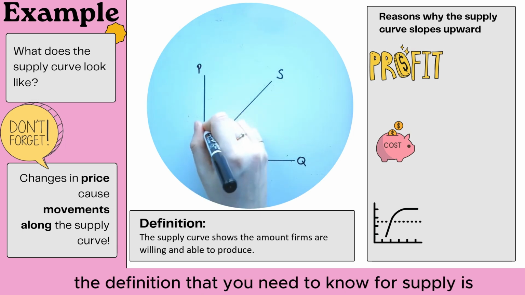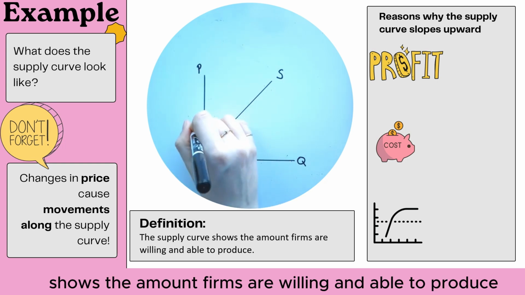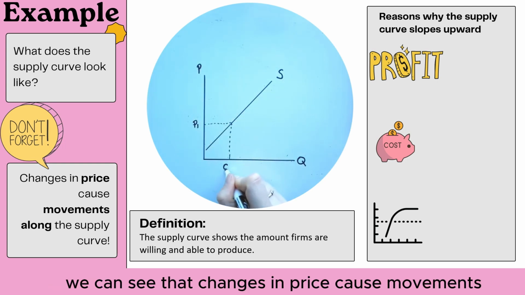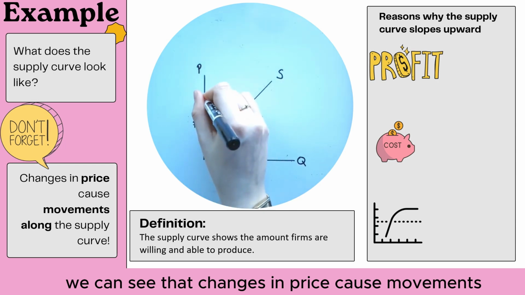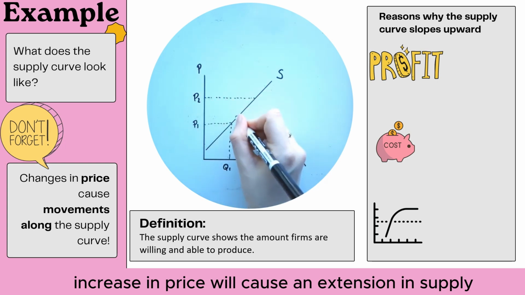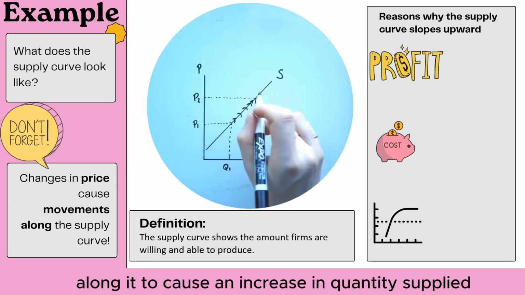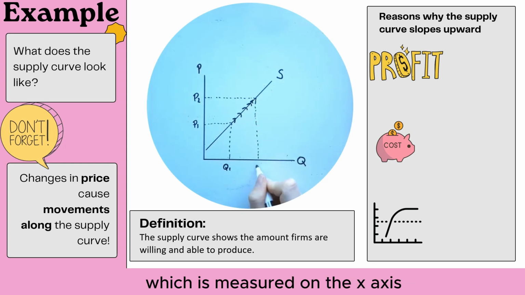The definition that you need to know for supply is the supply curve shows the amount firms are willing and able to produce. We can see that changes in price cause movements along the supply curve. Increase in price will cause an extension in supply, and we'll move along it to cause an increase in quantity supplied, which is measured on the x-axis.